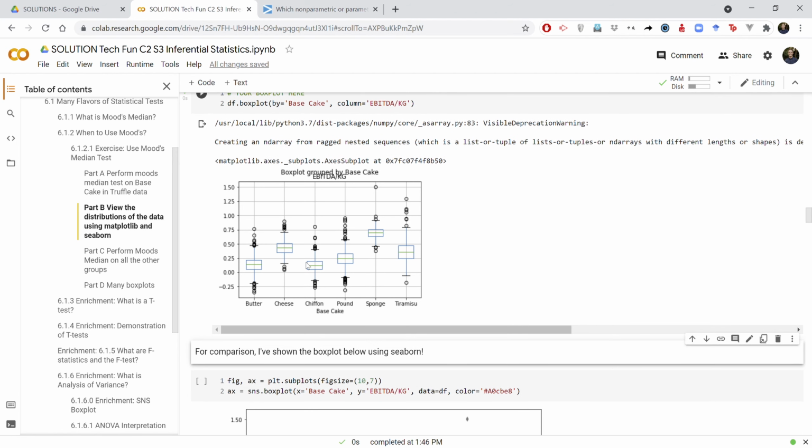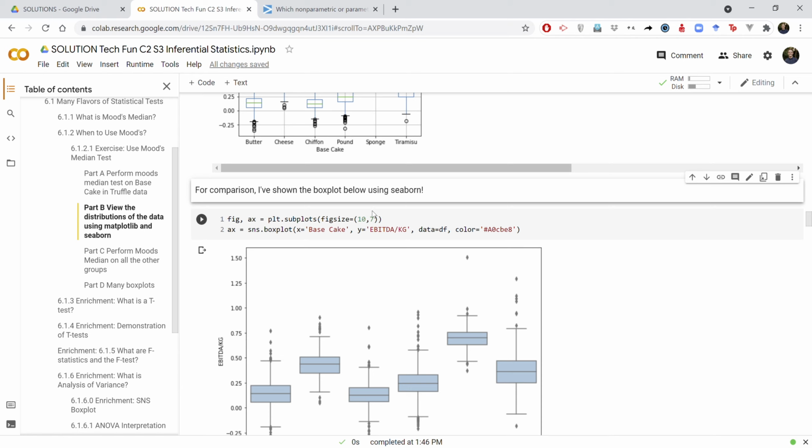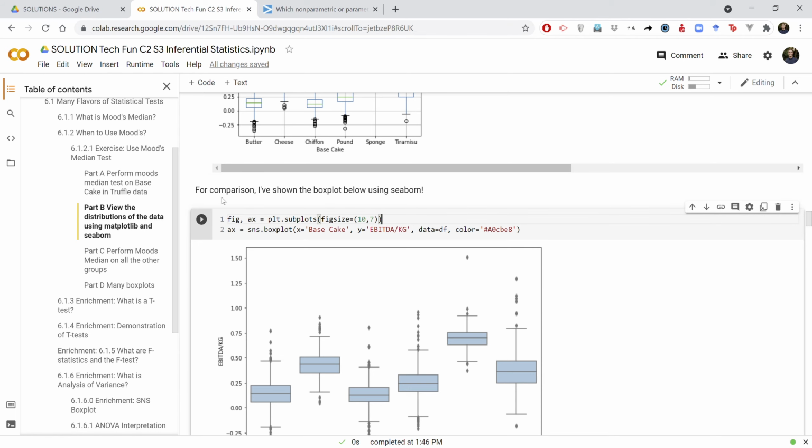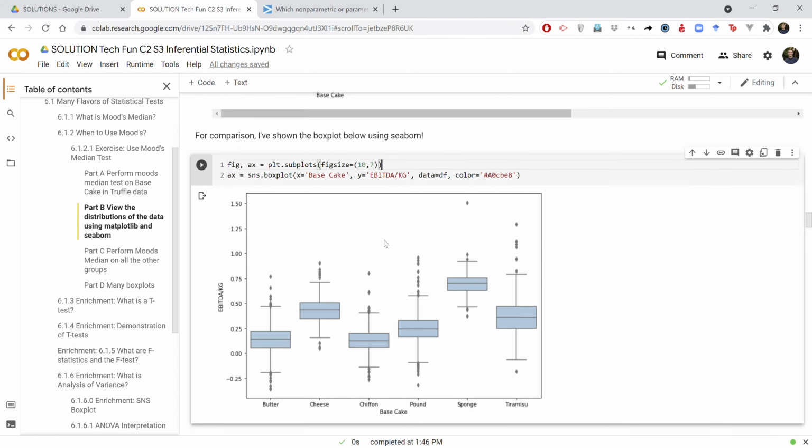And we can see that the IQR regions are indeed quite disparate between the different base cakes. Oh, and look, we have a nice little comparison using the Seaborn library here. That looks pretty nifty to me. Very clean and a nice size.